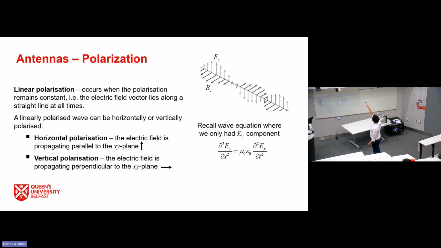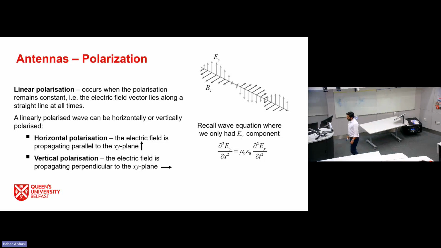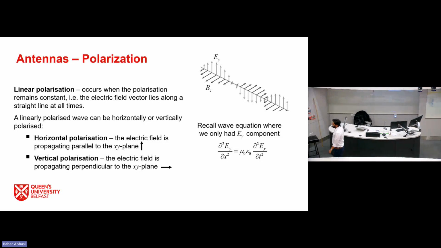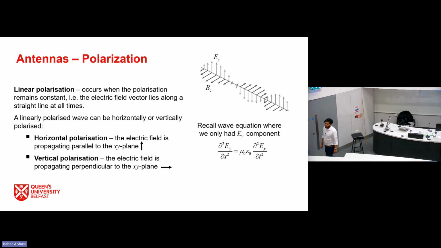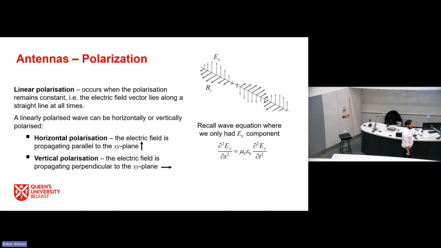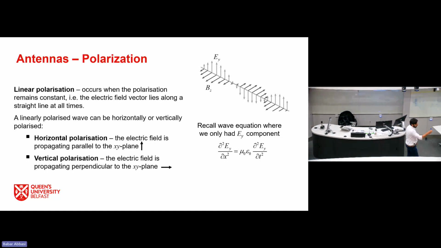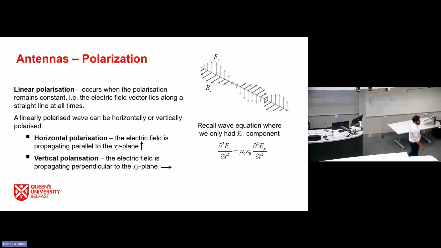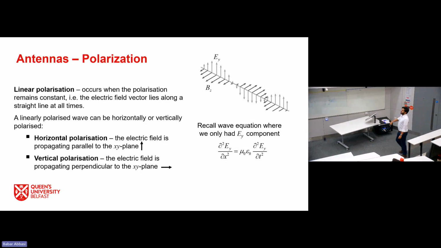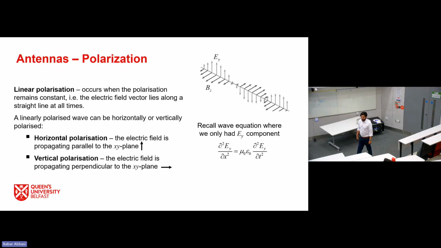So if we recall the wave equation, where we only have the EY component, then if the electric field is time varying and space varying only along the Y axis, we need the antenna to be along the Y axis as well to capture that energy. If it is not in Y, then it's not going to receive anything.